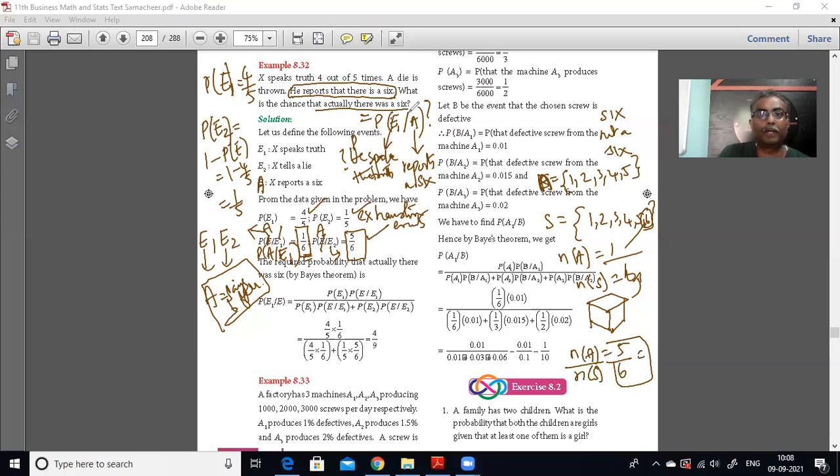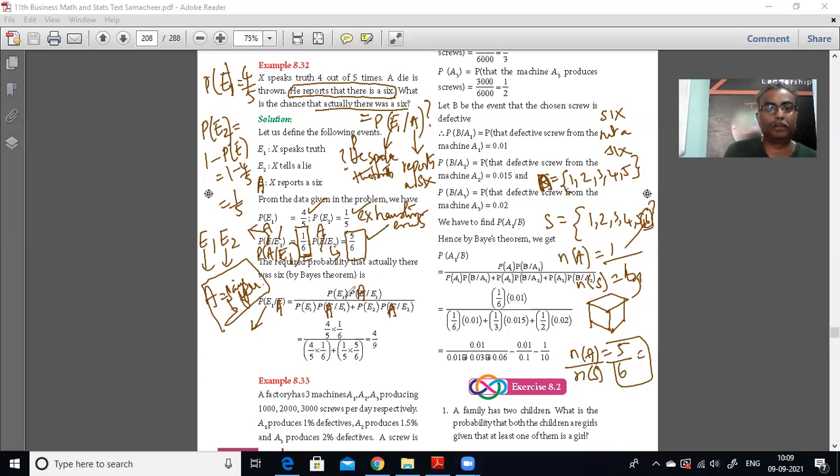P of E1 given A. Given that he reported a 6, what is the probability that he was actually speaking the truth? So P of E1 by A. This is A. Wherever E comes, you put A, otherwise you won't understand. P of E1 given A. Given that he has reported a 6, what is the probability that it is actually a 6, that he has spoken the truth? So you apply the formula now.